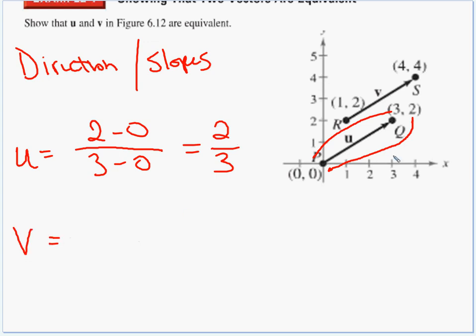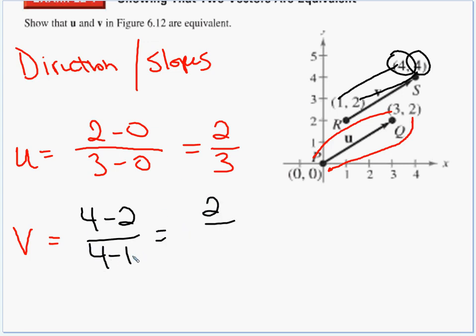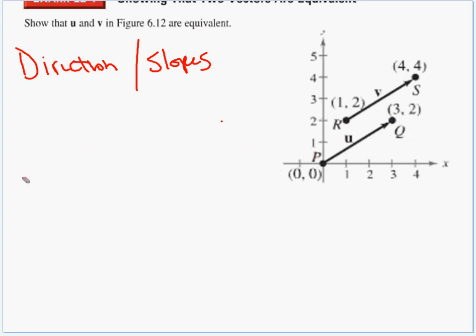Let's go on to v. So change in y's are up top, so that's going to be 4 minus 2. Downstairs are the x's, 4 minus 1. 4 minus 2 is 2, 4 minus 1 is 3. The slopes are the same. So we can say that u and v are equivalent because we check their magnitude, their lengths, they're the same, and we check their slopes, and they are the same.